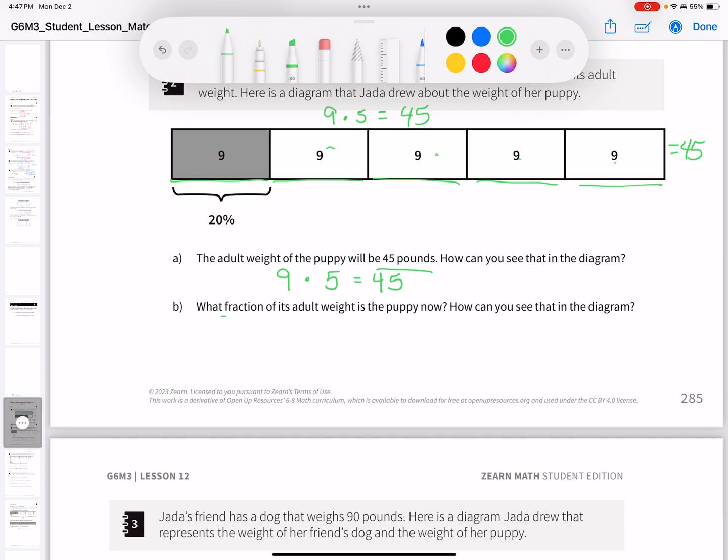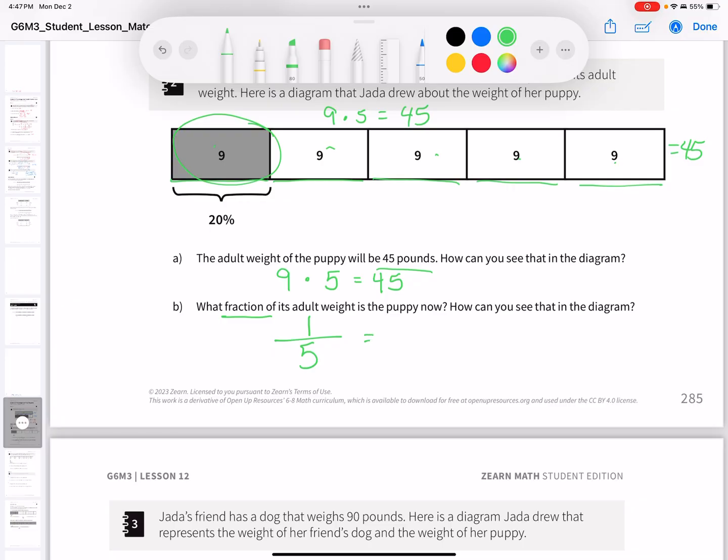What fraction of its adult weight is this puppy now? Well, here is what the puppy is now. So that is 1 box out of, there are 5 boxes total. So that would be 1/5.